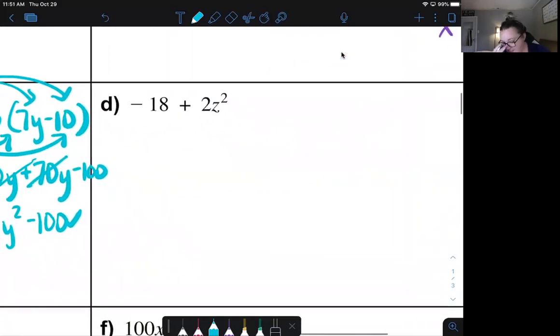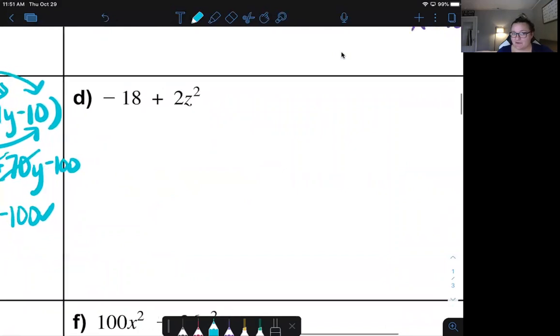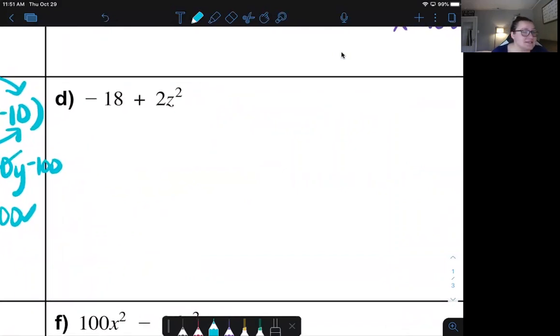All right, so negative 18 plus 2z squared. So again, it doesn't look like we have a difference of squares. However, the first term is negative, so you need to factor that out. And then what's a number that goes into 18 and 2? So you need to factor out the GCF of 18 and 2 as well as the negative. Then you should have a difference of squares that you can factor and then check your work. Go ahead and give it a shot on your own. Press pause, then press play when you're ready to check.